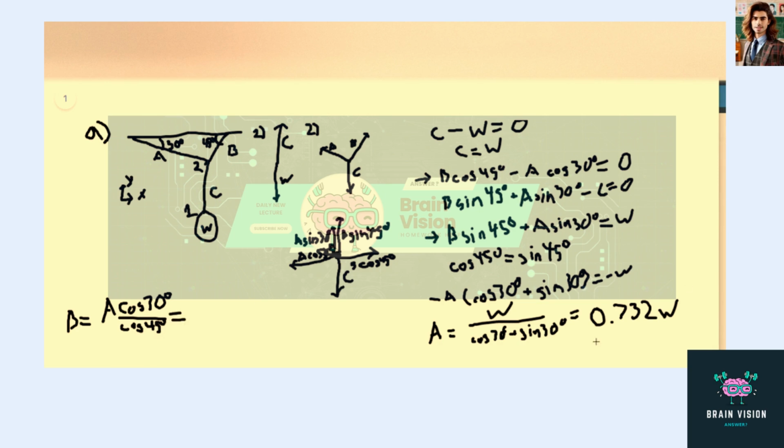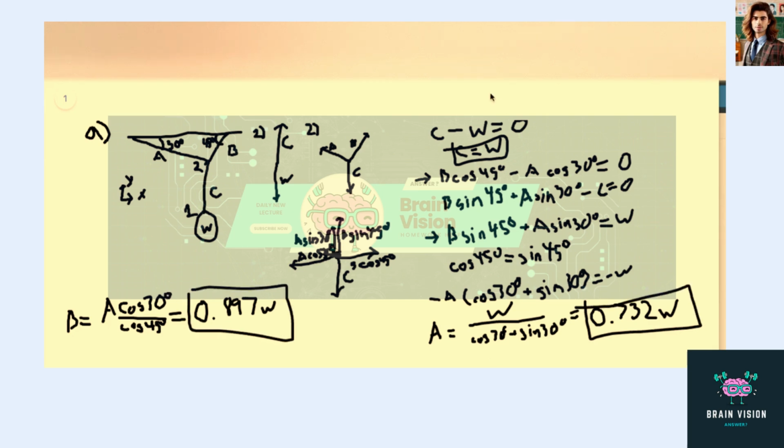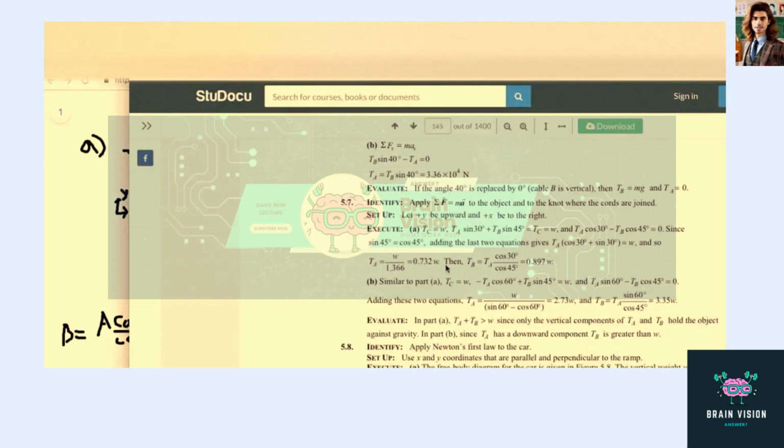And when you plug in the appropriate values for a and b, I get that this is equal to 0.897 W. So in the end, we solved for the tensions in all the chords. We found C, A in terms of W, and B here. So with that, we are ready to move on to the next part.